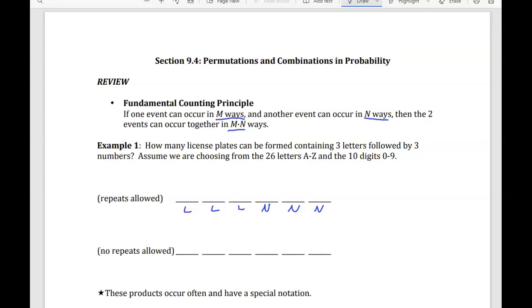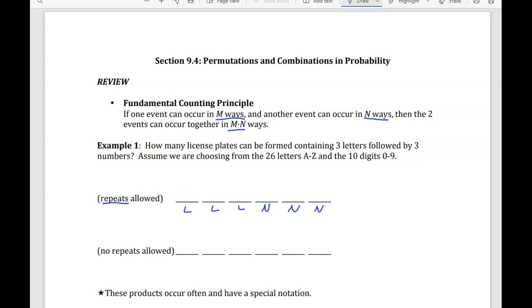Now, it is extremely important to notice that here we're talking about repeats are allowed. So that means if I have an A, I can have an A here, here, and here. I can have an 8, 8, and 8. So in other words, if repeats are allowed, I can have the exact same value in all places.